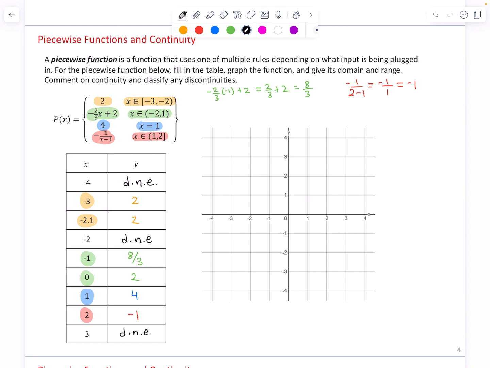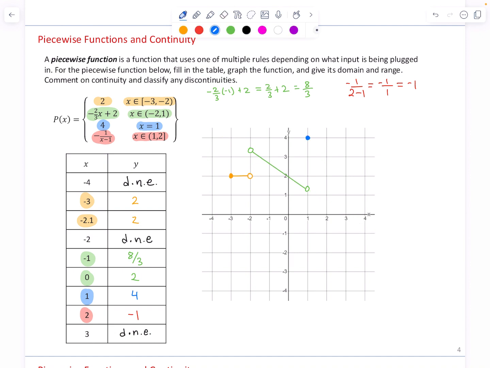Now I could start plotting some of these points into our graph, but I'll take a different approach in producing the entire graph of this piecewise function. Looking at the orange rule, y equals 2, I'll graph it in its entirety. But now we're going to crop it from x equals -3, inclusive, to x equals -2, exclusive, and keep only that portion in between. Now the green rule is going to be a line with y-intercept 2 and slope of -2/3. So right 3, down 2. But we're now going to crop it from -2 exclusive to 1 exclusive, meaning use hollow endpoints and keep only the portion in between. Now the blue rule gives us a single point when x is 1 and y is 4.